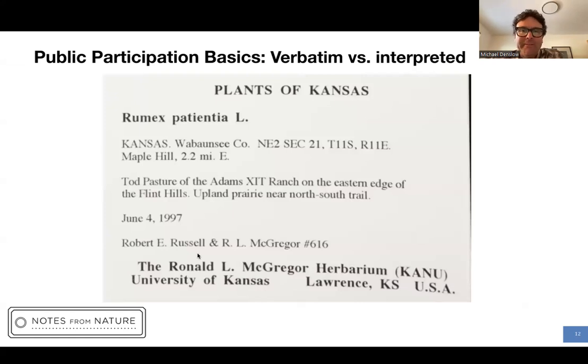So this is just an example, right? This is very familiar to most people here, but things like MI, period, right? 2.2 miles.